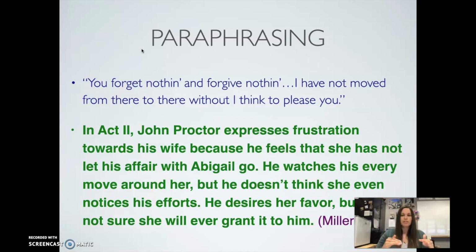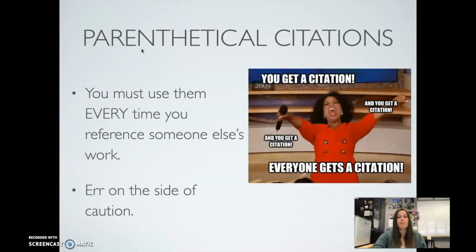So notice when I was doing that paraphrase, I was kind of referring back to the quote. The reason why I did that is because paraphrasing, you need to make sure you touch on every single main important point of what you're paraphrasing. You can't just say, he is mad because he feels like she doesn't forgive him. Okay, no, there's more to it. He watches his every move. He doesn't feel like she knows his efforts. He really wants to please her. All of that is part of the paraphrase, and all of that is part of the quote. So you need to make sure that it actually aligns up.